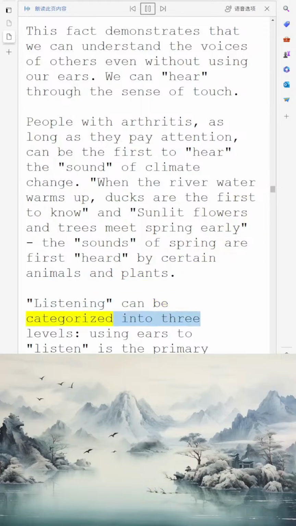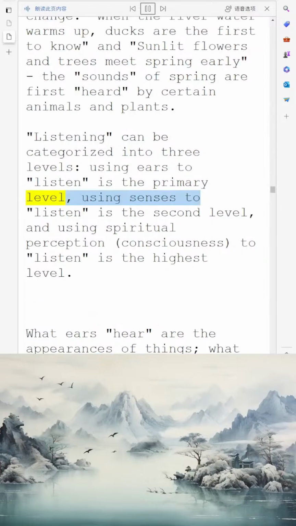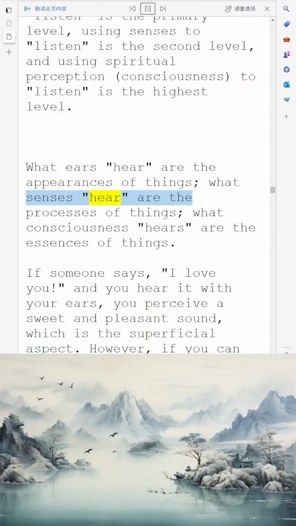Listening can be categorized into 3 levels. Using ears to listen is the primary level, using senses to listen is the second level, and using spiritual perception, consciousness, to listen is the highest level. What ears hear are the appearances of things. What senses hear are the processes of things. What consciousness hears are the essences of things.